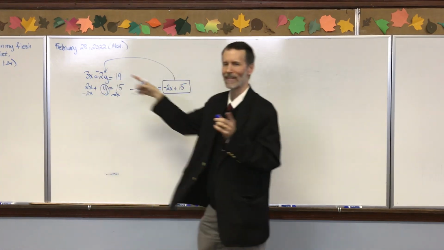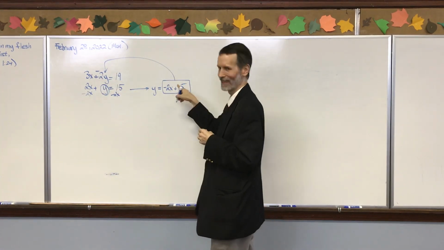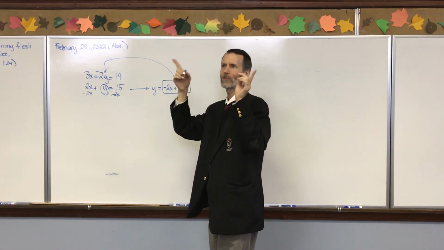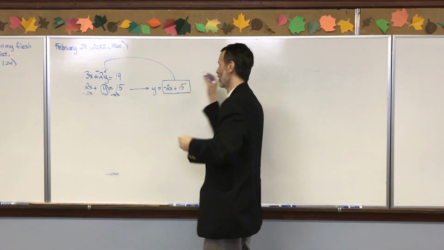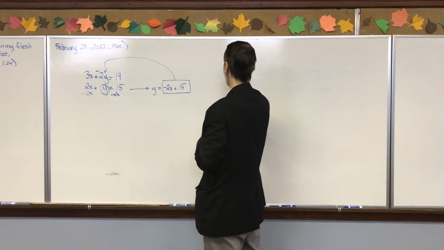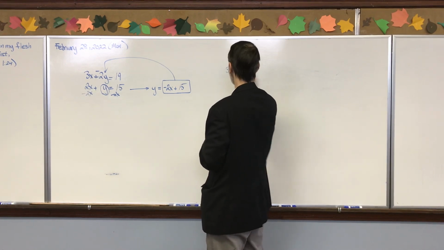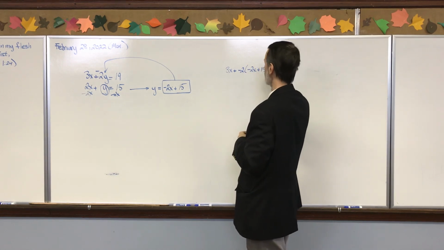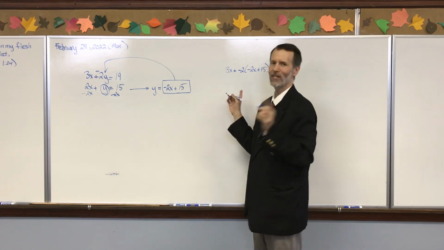Can somebody rewrite that top equation for me, just using this instead of y? Go ahead. And by the way, whenever you plug in, always use parentheses. 3x plus negative 2 parentheses negative 2x plus 15 parentheses equals 19. Hold on, I can't write that fast. Equals 19. What can you do with that?